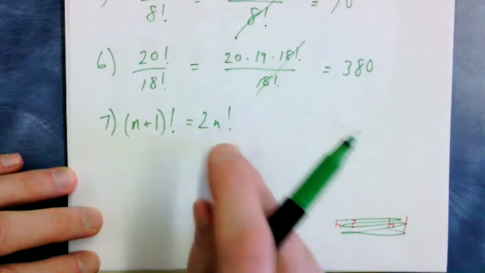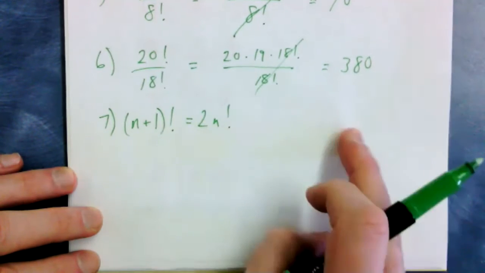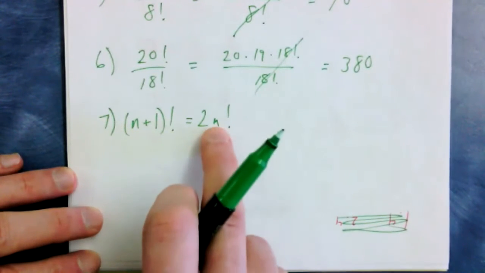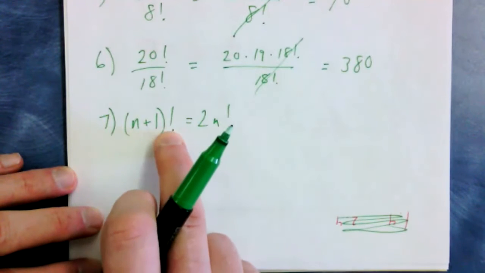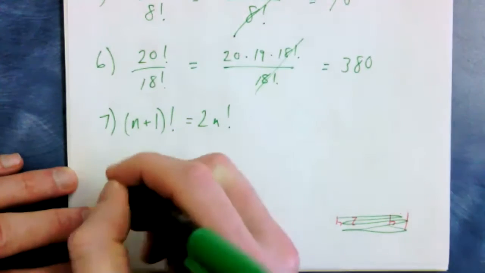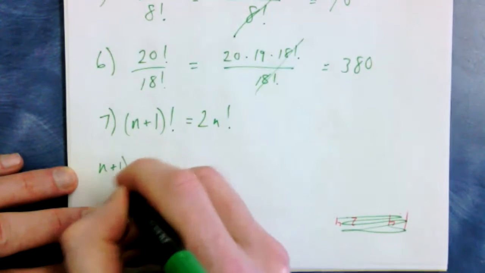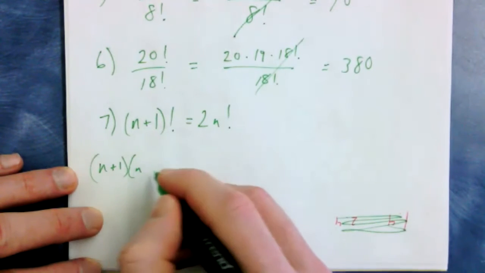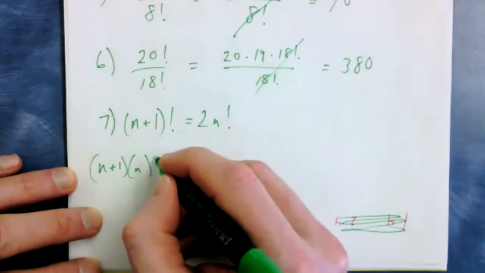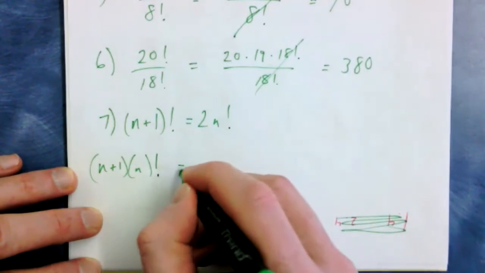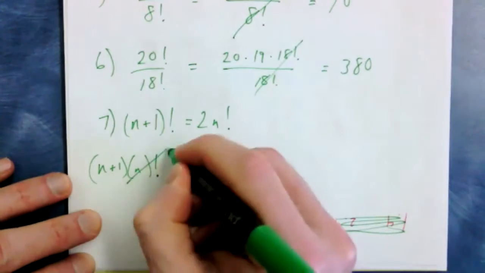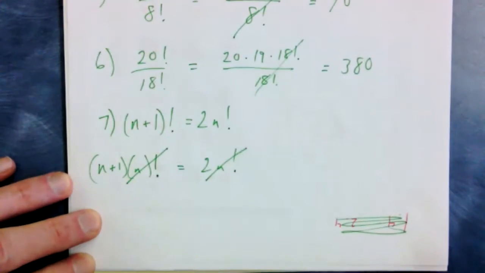So n factorial is n times n minus 1 times n minus 2, and so on and so forth. N plus 1 starts a step before this. So n plus 1 factorial is the same as saying n plus 1 times n factorial, because each one goes down by 1. I could keep going and saying times n minus 1 times n minus 2 times n minus 3, but I can stop here because we have n factorial on the other side. So those n factorials cancel.